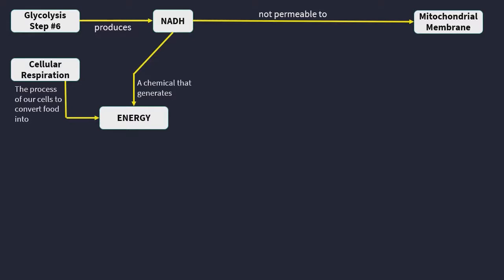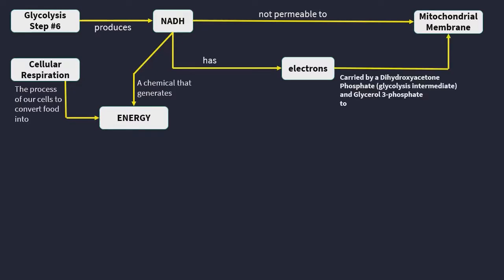It only allows a specific type of material to get inside its membrane. So since they are not permeable, but the NADH has very important electrons that are also a requirement in the Krebs cycle in the mitochondria. So this is now carried by our molecule called dihydroxyacetone phosphate.